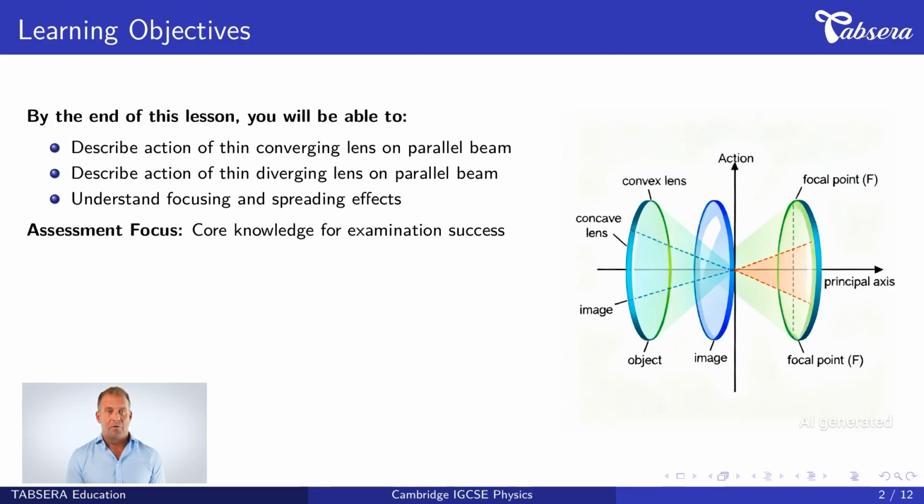Third, understand focusing and spreading effects. This includes recognizing the difference between convergence and divergence of light rays. These objectives align with Cambridge IGCSE assessment requirements and form core knowledge for your examination success.